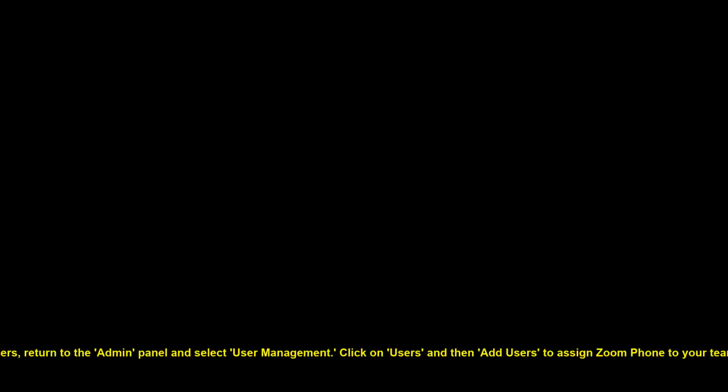To set up users, return to the admin panel and select User Management. Click on Users and then Add Users to assign Zoom Phone. Fill in the necessary details for each user you want to add. After entering the information, click Add. Your team members will now have access to the Zoom Phone add-on.